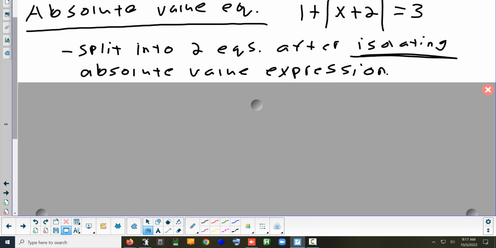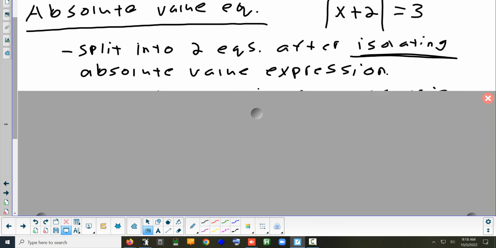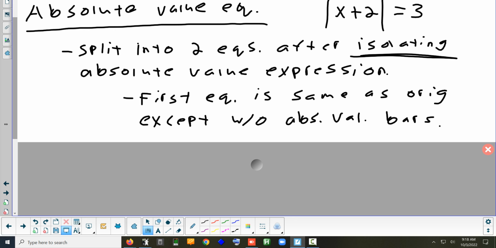That absolute value is not isolated. What I would have to do first now is subtract 1 from both sides. If I had something like 6 times the absolute value, that's not isolated either. I would divide both sides by 6 to move the 6 to the other side. So that's the first step. We want to make sure that it's isolated. And once it is, just like that, we can split it.